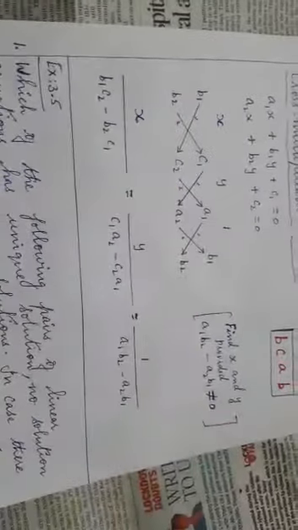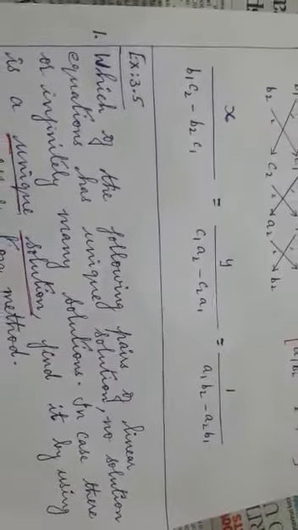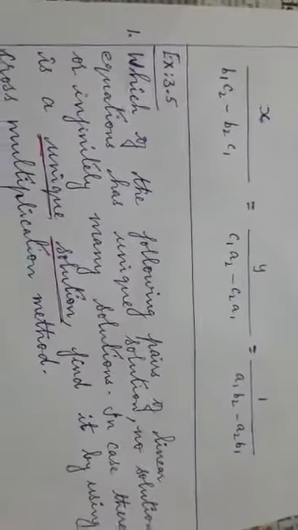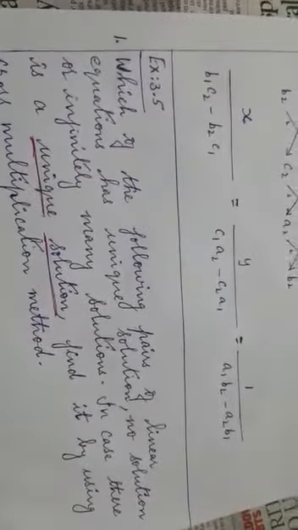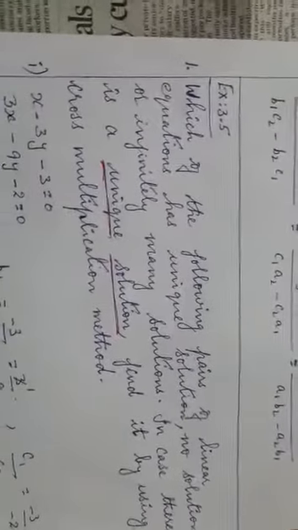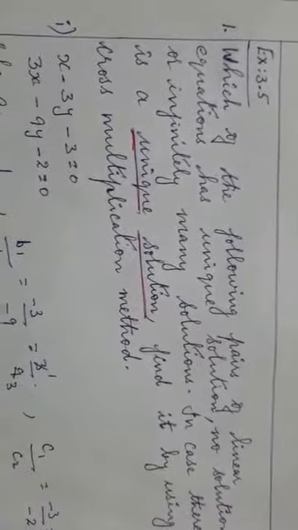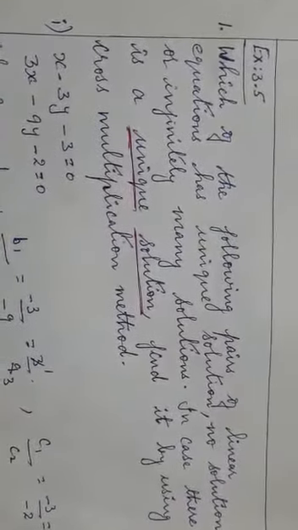We'll go for the problem. Exercise 3.5, first sum. Which of the following pair of linear equations has a unique solution, no solution or infinitely many solutions? In case there is a unique solution, find it by using the cross multiplication method. The first question is x minus 3y minus 3 is equal to 0, 3x minus 9y minus 2 is equal to 0.